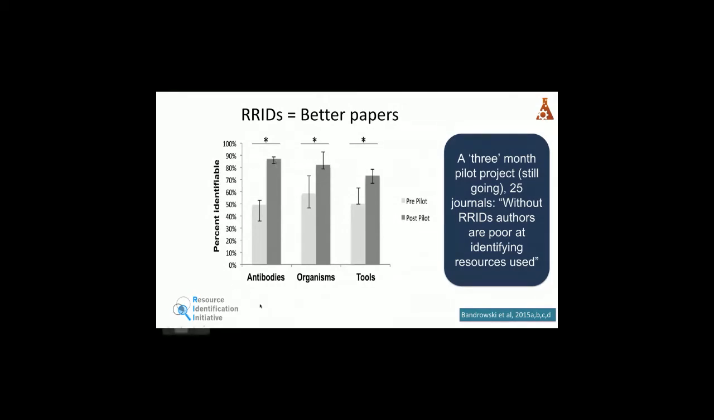So in this bar graph, we're just looking at the identifiability of these reagents. And so for antibodies here, in the issue of the journals right before we started asking authors to provide their RRIDs, about half the time you could figure out which antibody the authors used. But as soon as we started asking for these RRIDs, remarkably enough, that goes way up to about 90%.